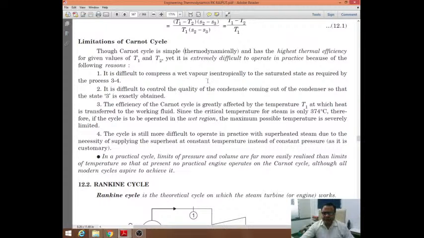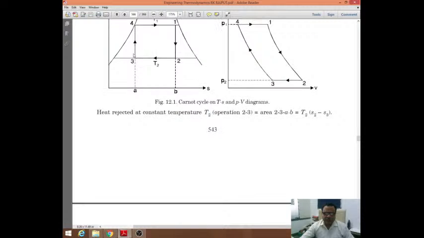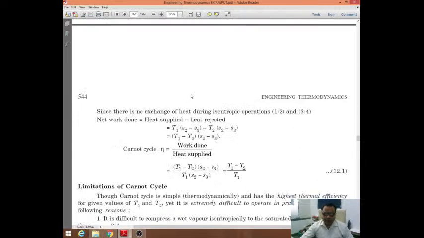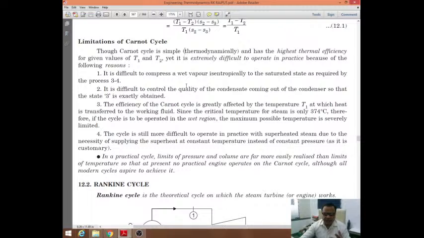It is difficult to compress the wet vapor isentropically, that is this process 3 to 4. It is difficult to achieve in practice because at point 3 the vapor is a mixture of water and steam, and it is difficult for any type of compressor to physically handle this type of mixture. If it is completely liquid, then a pump can operate. If it is completely a gas, then a compressor can operate it very easily. But if it is a mixture of these two things, then it is very difficult to handle and also to maintain the isentropic compression. So it is a difficult process.